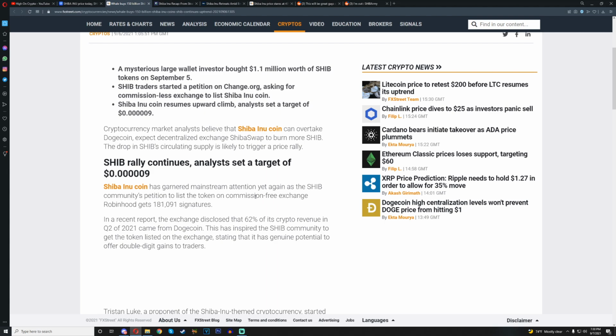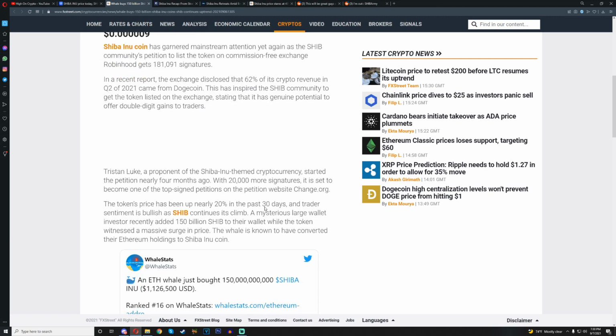Shiba Inu coin has garnered mainstream attention yet again as the SHIB community's petition to list the token on the commission-free exchange Robinhood gets 181,000 signatures. In a recent report, the exchange disclosed that 62% of its crypto revenue in Q2 of 2021 came from Dogecoin. This has inspired the SHIB community to get the token listed on the exchange, stating that it has a genuine potential to offer double-digit gains to traders.